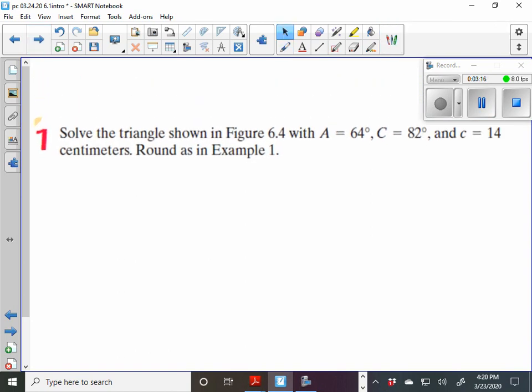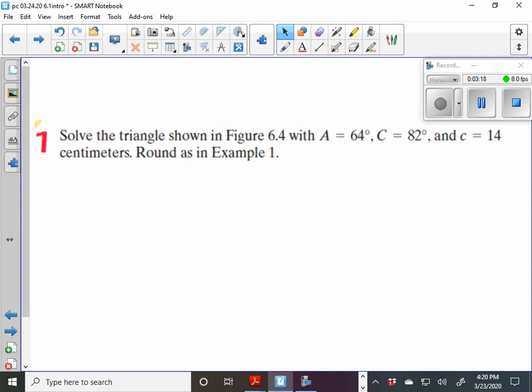All right, so we're going to solve the triangle shown in the figure, which I didn't give you, and I didn't give it to you on purpose, you guys, because we need to be able to draw a triangle. So it's a 64-degree angle. Do the best you can. That's 64 degrees. That's A. Angle C is usually going to be up top, but it really doesn't matter. So just draw yourself a triangle.